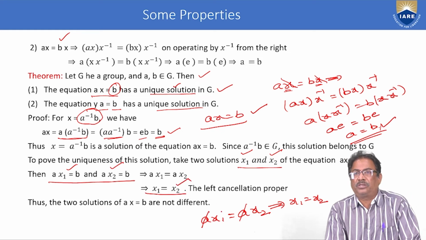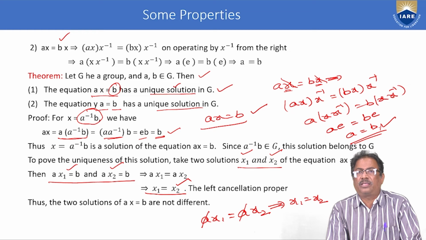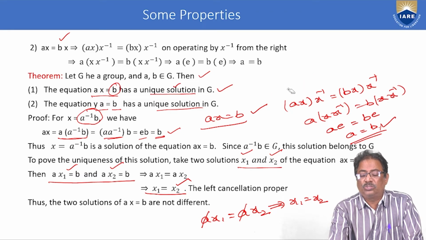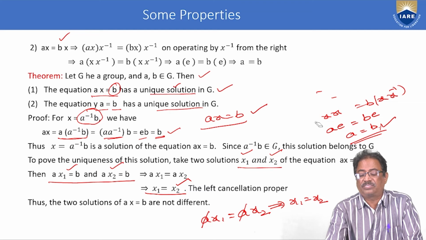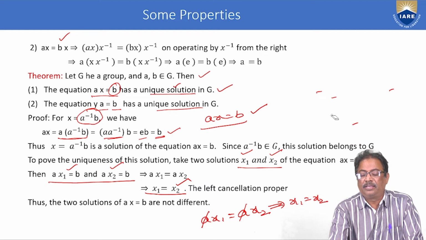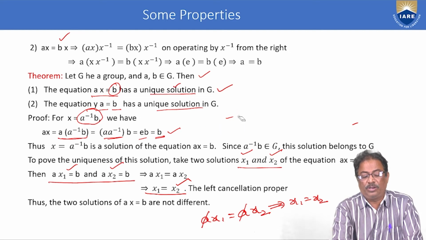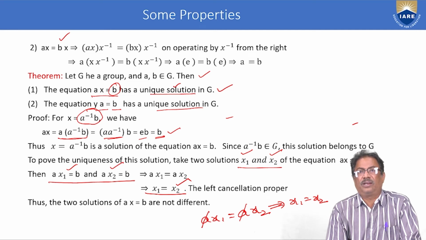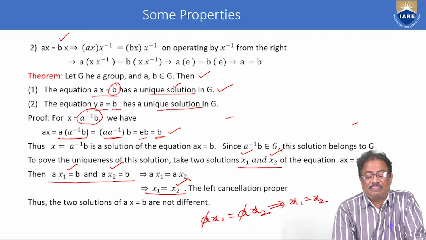That means if I assume that there is more than one solution, even though they are taken as different, those different solutions turn out to be the same. That is the way we prove uniqueness. And similarly, for the next one also, we have to prove it in the same manner.